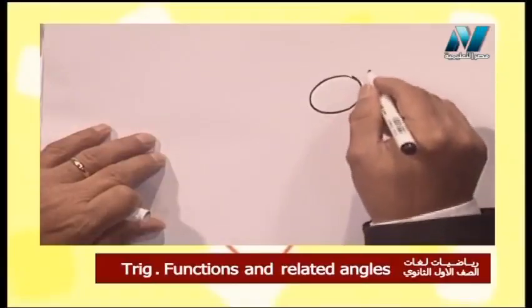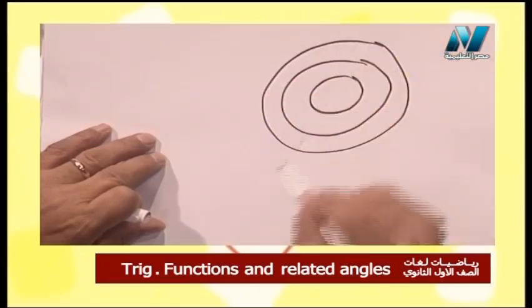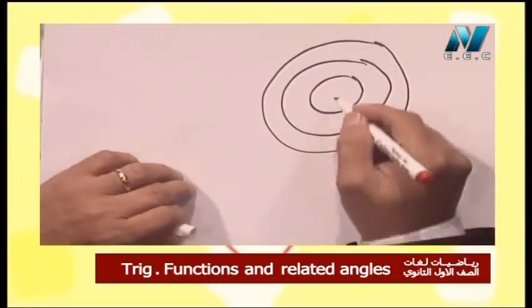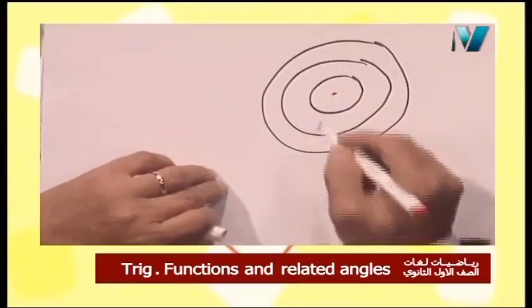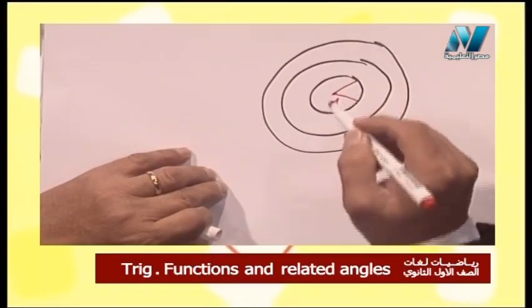We missed the last episode about a question here. I would like to explain it to you, so concentrate with me, please. We have here many circles, but they have the same center. The center here is M, and we draw like that.